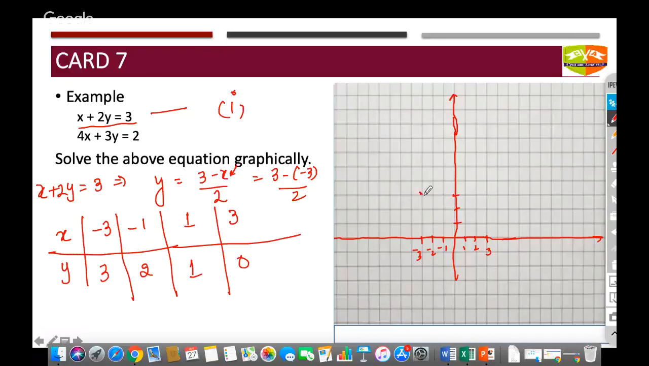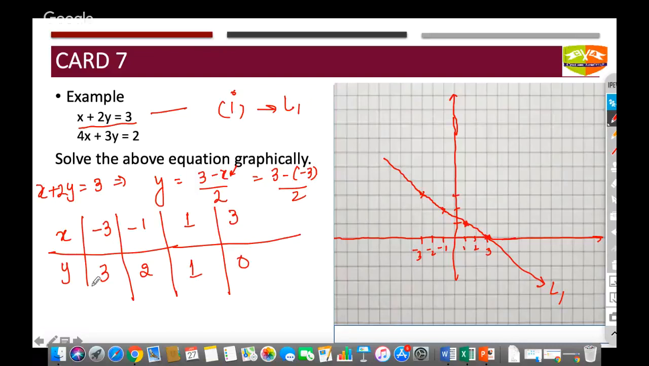So on x is equal to minus 3, this is 3. On x is equal to minus 1, this is 2. On x is equal to 1, this is 1. And on x is equal to 3, this is 0. So if I join these four points by a line, this becomes my line. Suppose I'm also writing it as line L1.